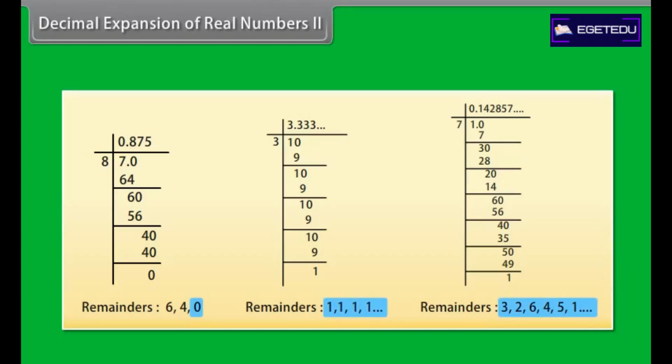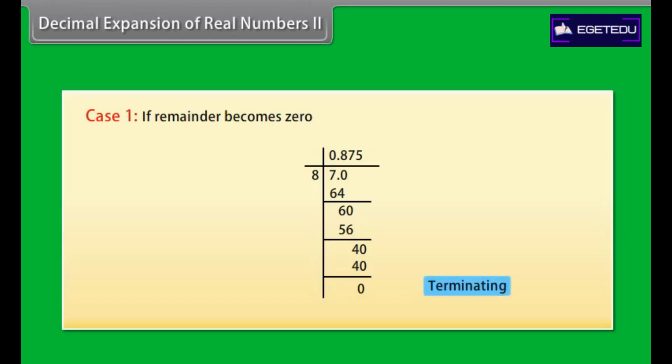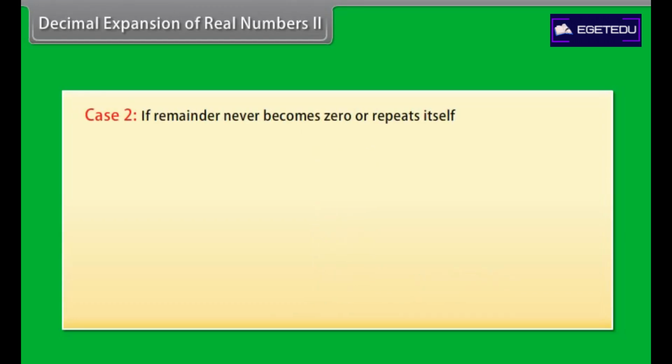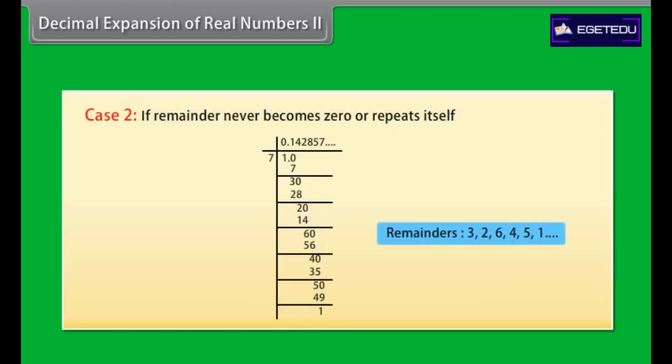Let us go through these cases one by one. Case 1 is if the remainder becomes 0, then the decimal expansion ends after a finite number of steps. The decimal expansion of such numbers is terminating. Case 2 is if the remainder never becomes 0 or repeats itself, then the decimal expansion of such numbers is non-terminating recurring.